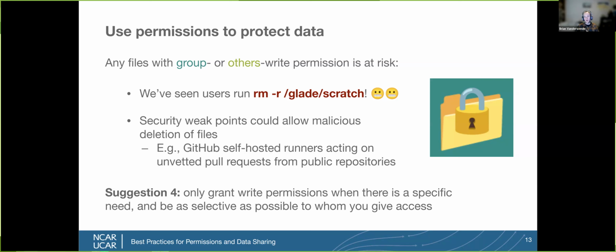Hopefully we would catch that at some point if it's happening, but it is hard to monitor. We work with people who are interested in doing this sort of regression testing to make sure they're applying good practices on their end. But it's also important for file owners and data owners to exercise good practices. So again, restrict write access especially. The suggestion is to only grant write permissions when there's a specific need, and be as selective as possible about whom you give write access.